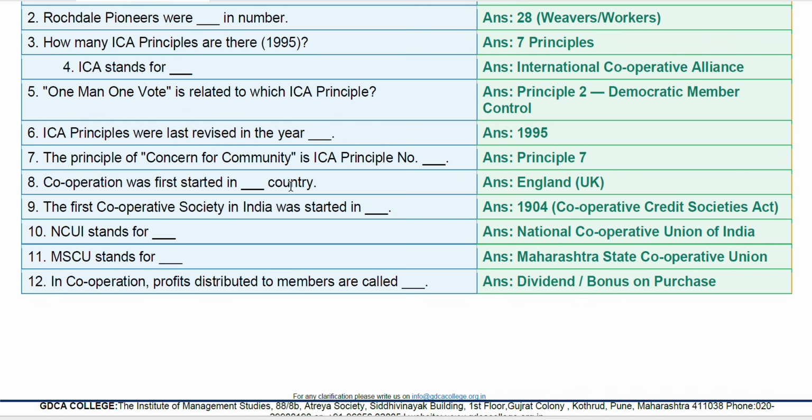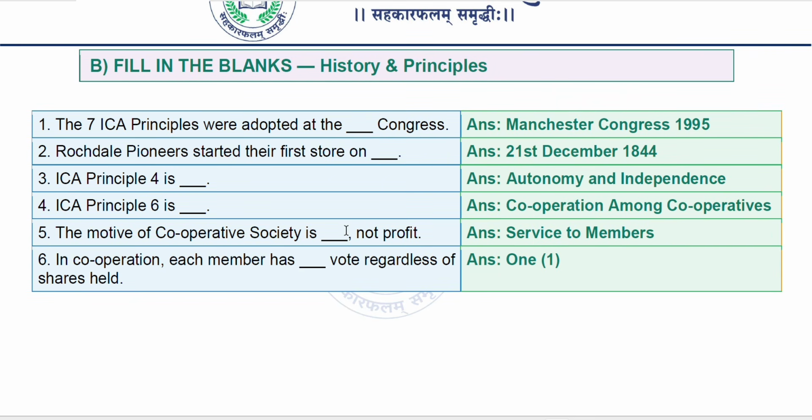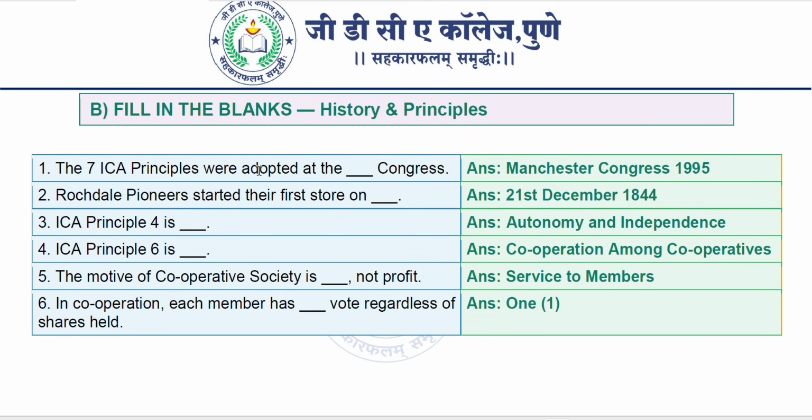Cooperation was first started in England, UK. The first cooperative society in India was started in 1904, under the Cooperative Credit Societies Act. NCUI stands for National Cooperative Union of India. MSCU stands for Maharashtra State Cooperative Union. In cooperation, profit distributed to members is called a dividend or bonus on purchase. Fill in the blanks for history paper.